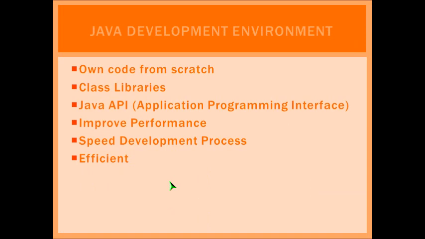The Java development environment. You can start writing your own code from scratch every single time. You could also write a program, or you can be intelligent and make use of what we call class libraries. The Java API is a formal documentation that you can find online that will let you know exactly what is available to you in these class libraries. We will look at them shortly.